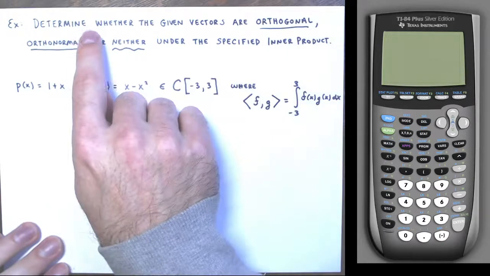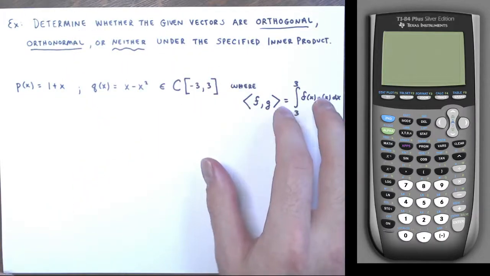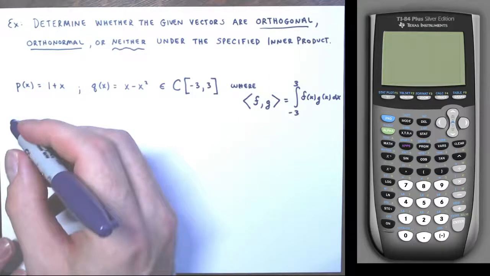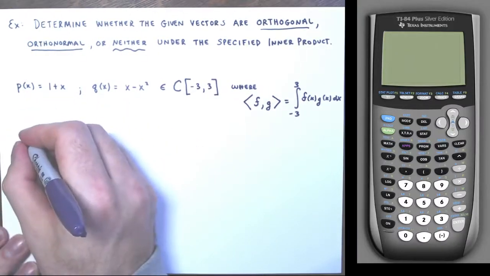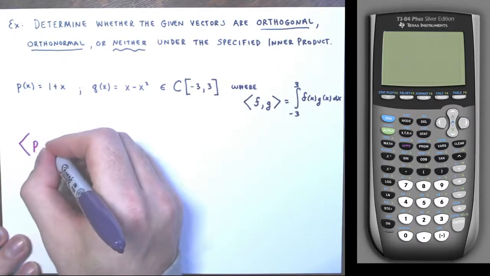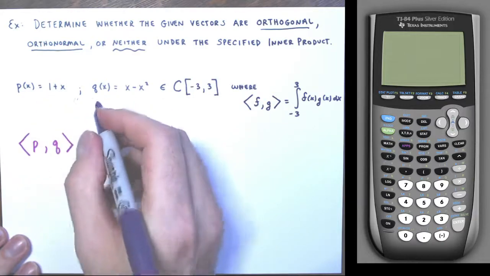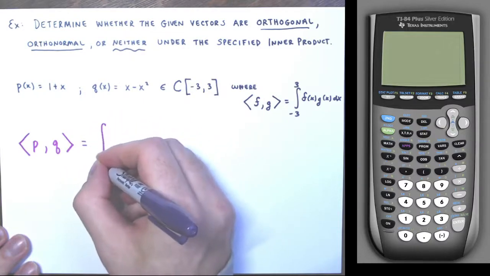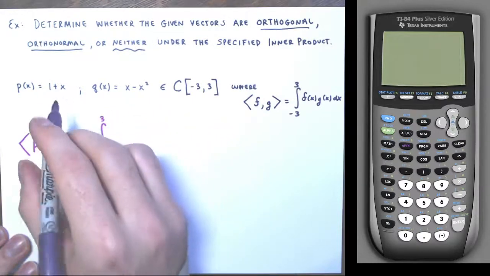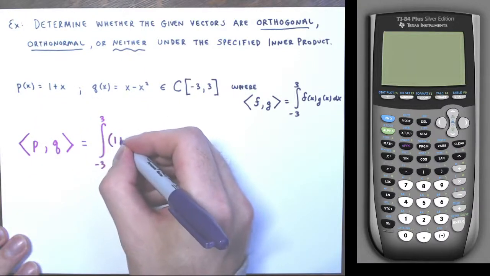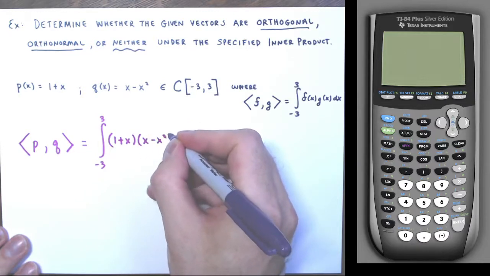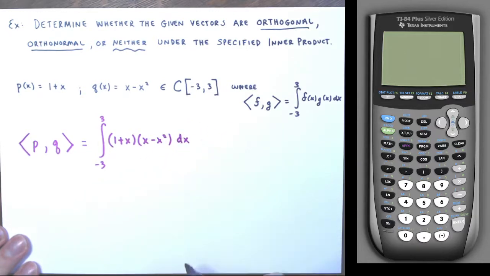So if I want to determine if these vectors are orthogonal under this inner product, I just take their inner product and see if it's 0 or not. All right, so are P and Q orthogonal? What is the inner product of P and Q, these two functions here? This would be the integral from -3 to 3 of P times Q, 1 plus x times x minus x squared, with respect to x.